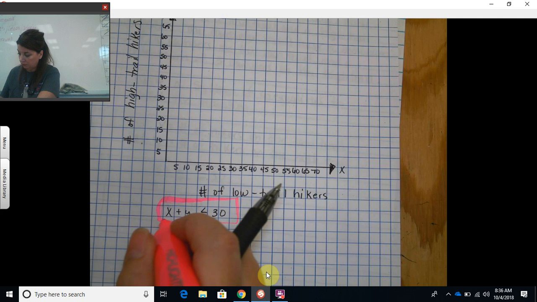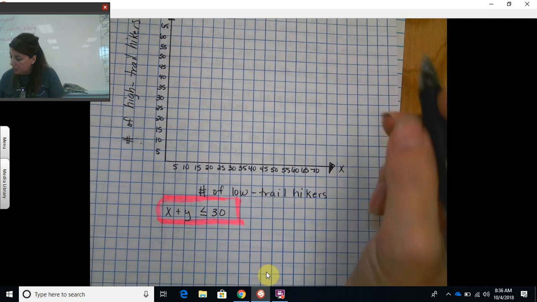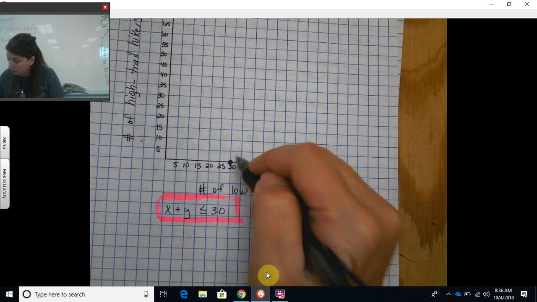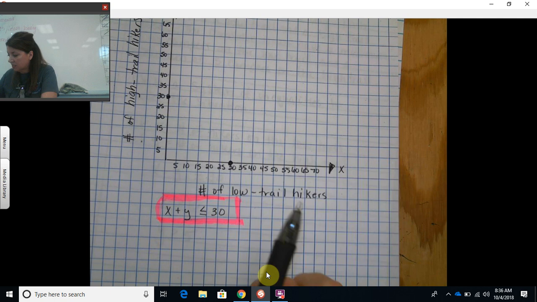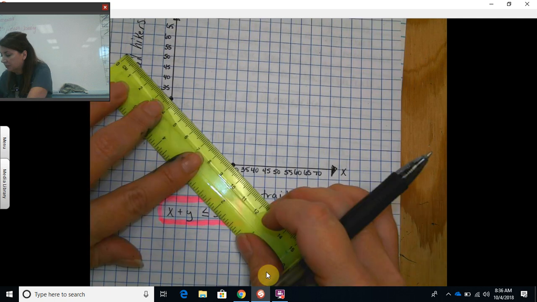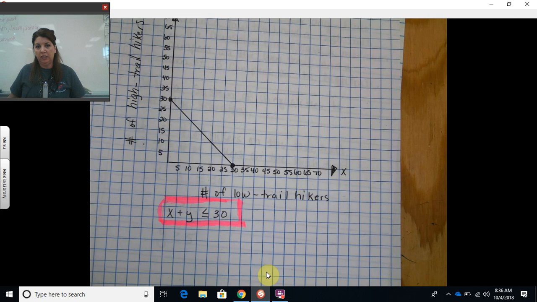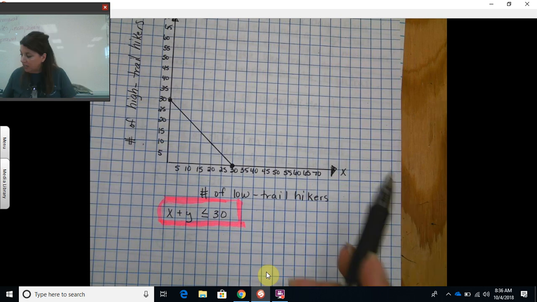So x plus y is less than or equal to 30. We said our y-intercept is 30 and our x-intercept is 30. And it's going to be a solid line. We haven't had any dash lines yet. Solid means any ordered pair on the line will satisfy the inequality. And my hikers added together have to be less than or equal to 30.